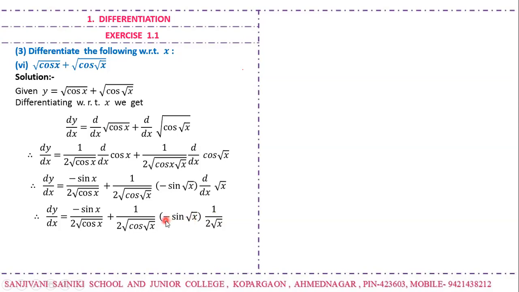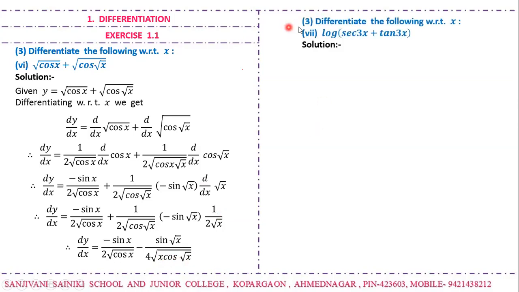So how can we simplify it? Minus sin x upon 2 root cos x will remain as it is, and minus sin root x upon, these 2 and these 2 become 4. Then root cos root x and root x, I will combine and write in the same radical sign. So I get root of x cos root x.